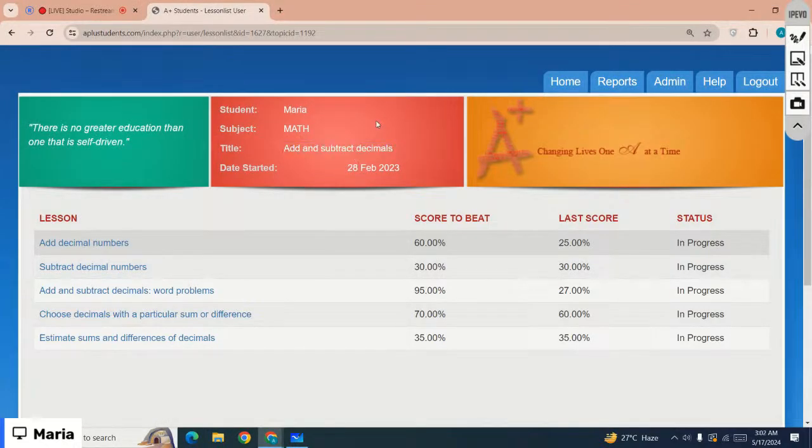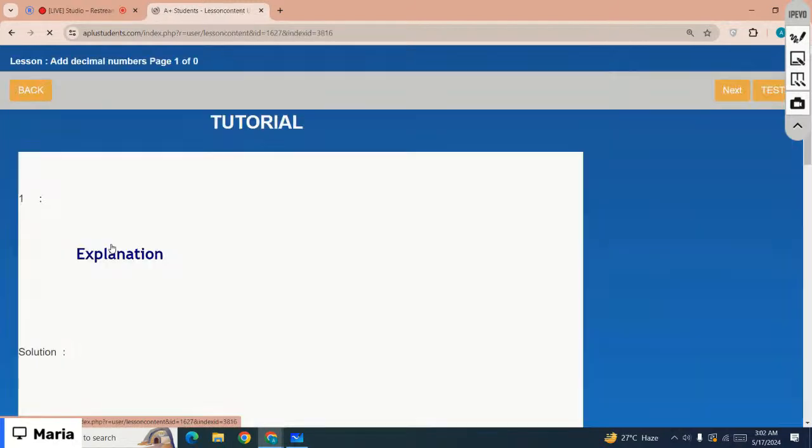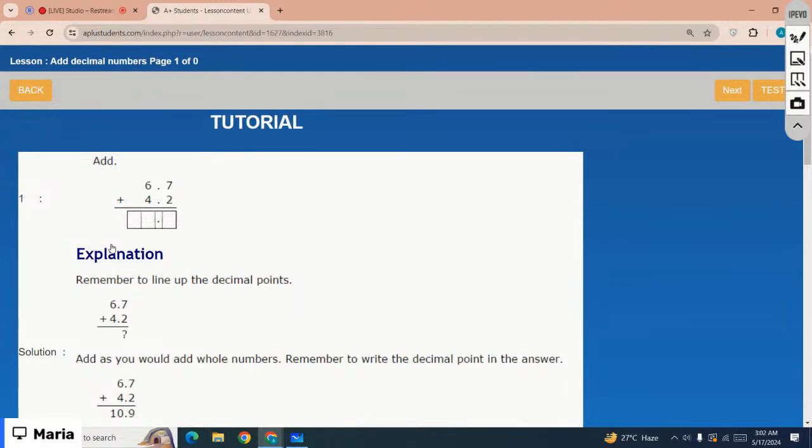So here I am on grade 4 math. The chapter we are on right now is add and subtract decimals. Let's start with the first lesson, that is add decimal numbers. So how do we add decimals?